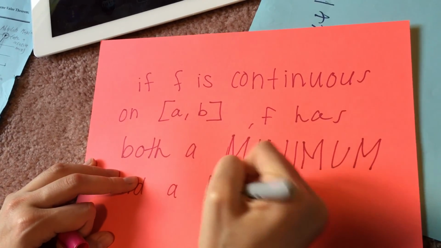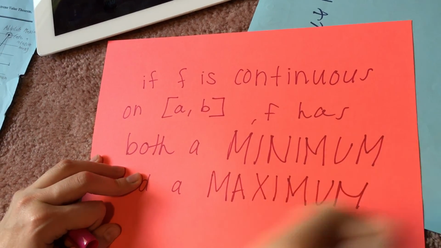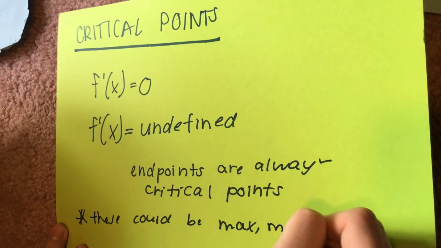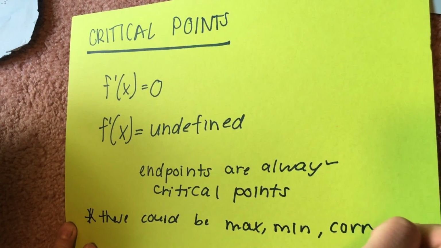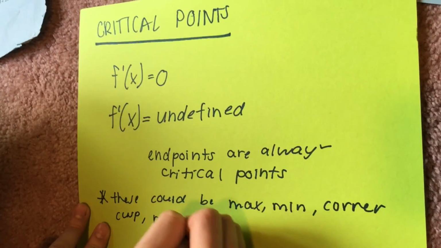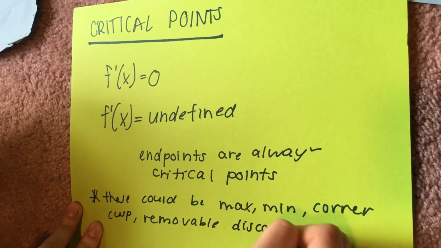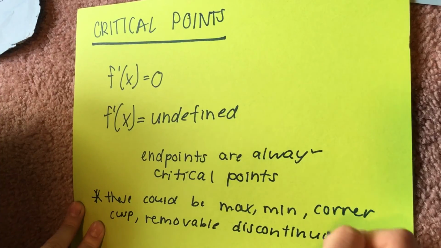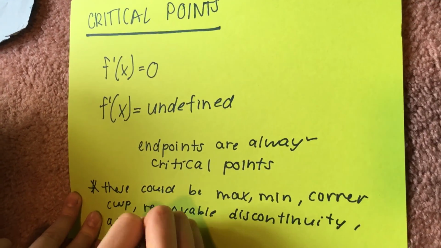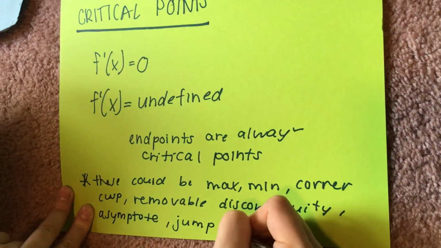These maximums and minimums can occur in two places, at endpoints and at critical points. What is a critical point, you ask? Let me tell you. A function has a critical point anywhere that its derivative is 0 or does not exist. Not every critical point is a maximum or minimum. They could also be a corner or cusp, removable discontinuity, jump, asymptote, or vertical tangent. But frequently, a critical point will be a function's maximum or minimum, or at least a local extrema.